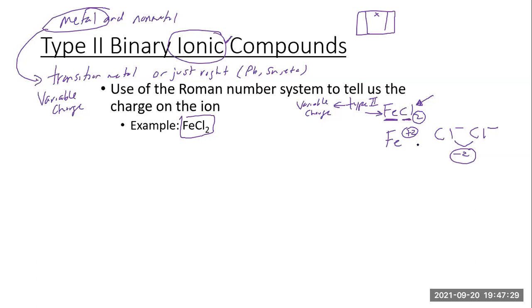So now that we figured out the charge, what do we do with it? Well, type 2 is pretty much named the exact same way as type 1, which means that we use the whole name of the metal.